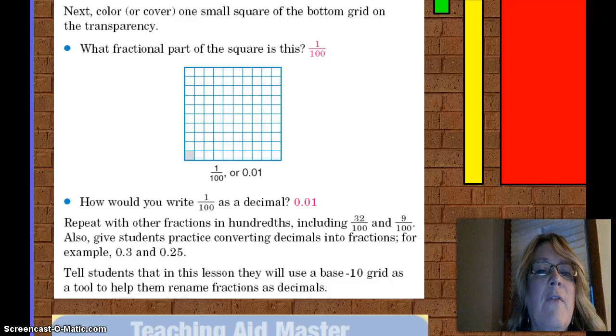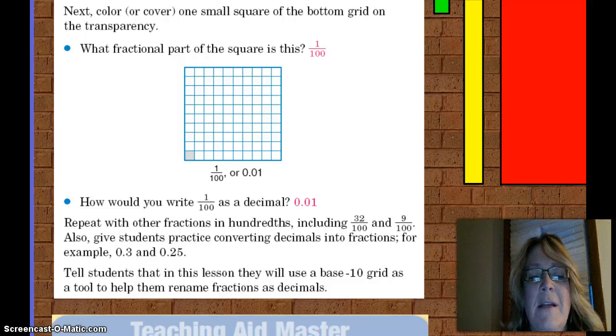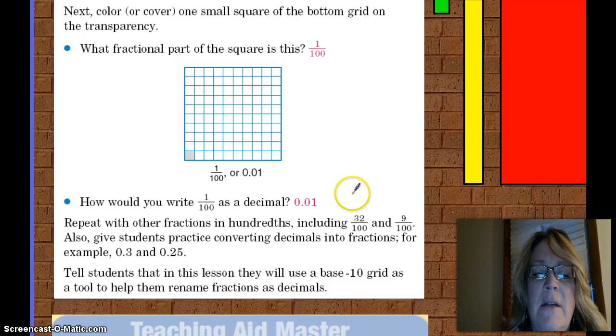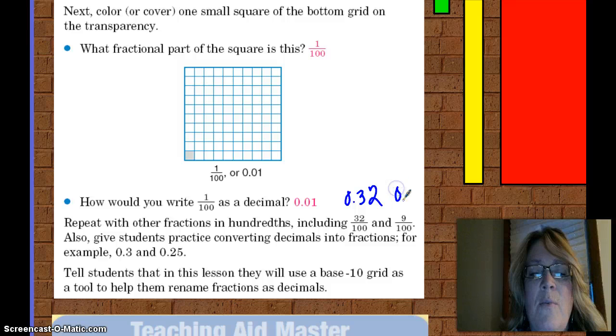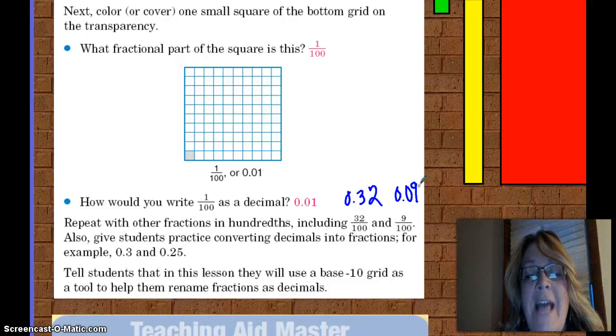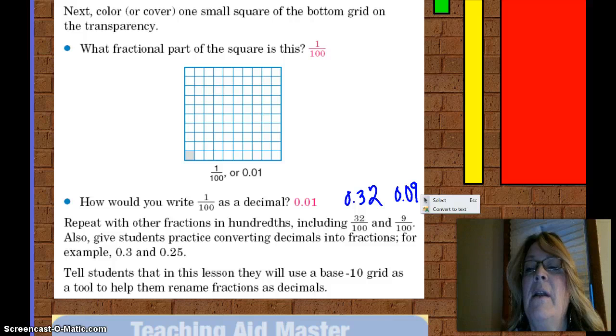Next, you need to color or cover one small square of the bottom grid below. The fractional part of the square is 1/100th. So again, from previous knowledge, I'm hoping this is all coming back to you. You would write 1/100th as 0.01. You would write 32 hundredths as 0.32. You would write 9 hundredths as 0.09. Notice you're not writing it as 0.9 because that would be 9/10. 9 hundredths means that 9 needs to be in the hundredth spot when we write it.